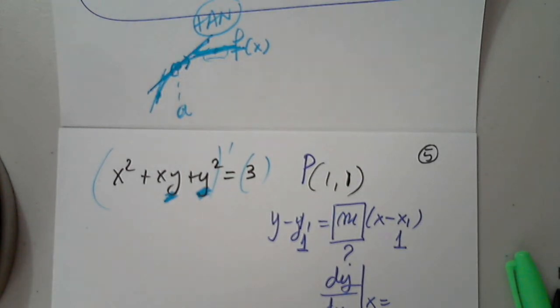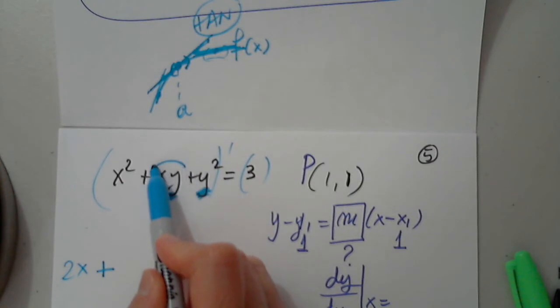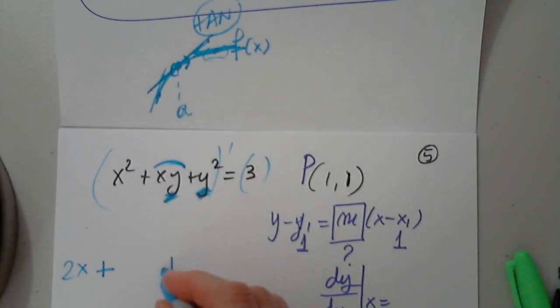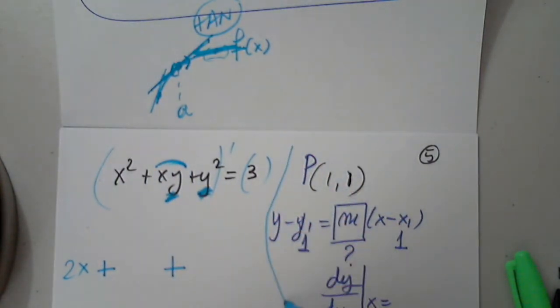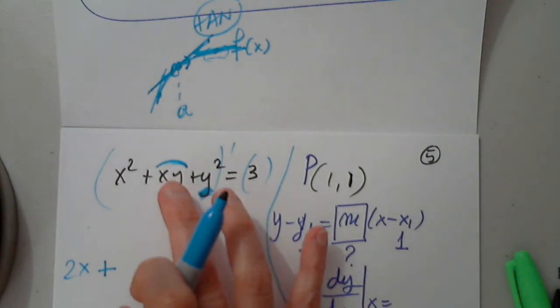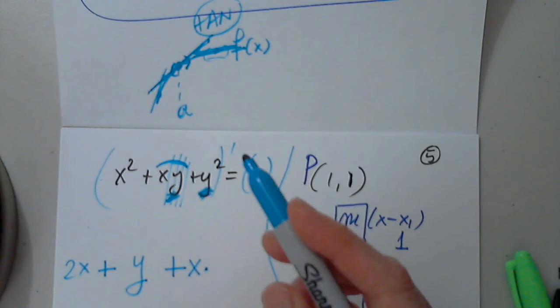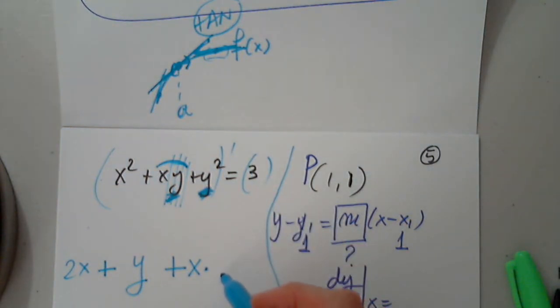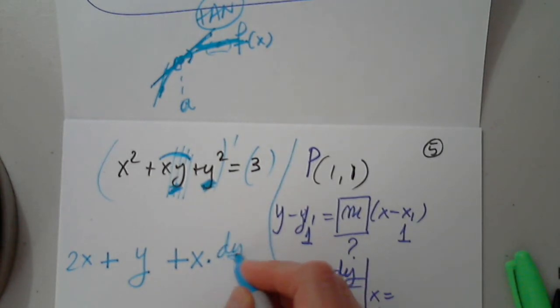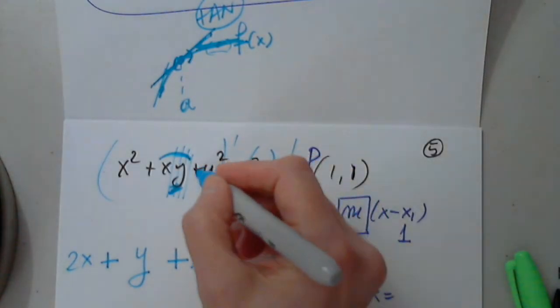Would it be 2x plus, remember now we reached the product. So I need to have two terms for the product. 1 times y, plus x times, now I want the derivative of this. dy over dx. Yes, exactly. I reached the plus.